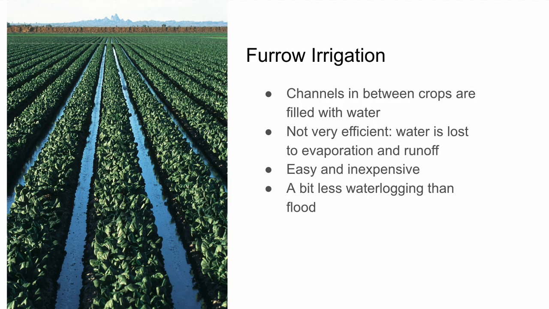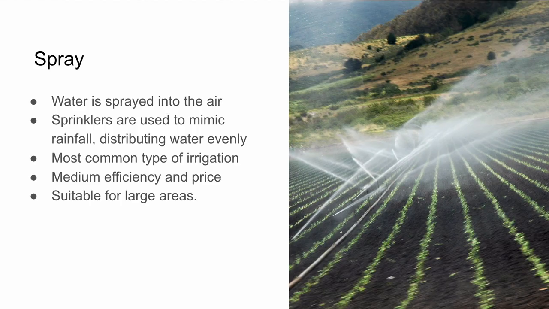flood irrigation. So the most common type of irrigation is spray irrigation, which is when water is sprayed in the air with sprinklers, which are used to make rainfall. And this is the most common and often used on large scales like farms. It's medium efficiency, and it's also not too expensive, and it's best suited for large areas.